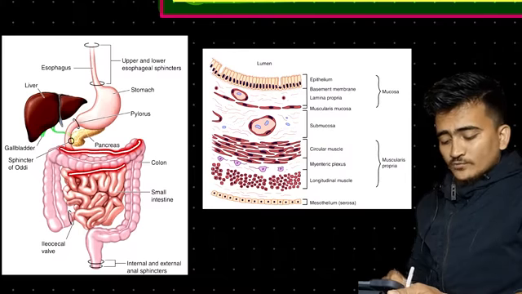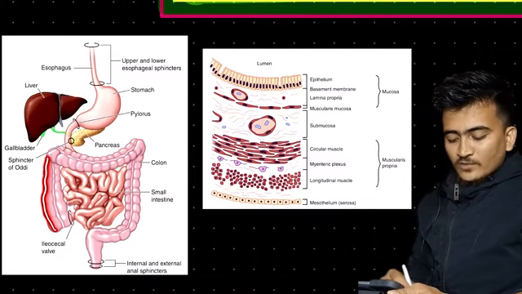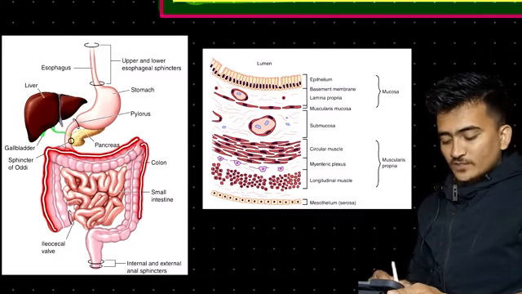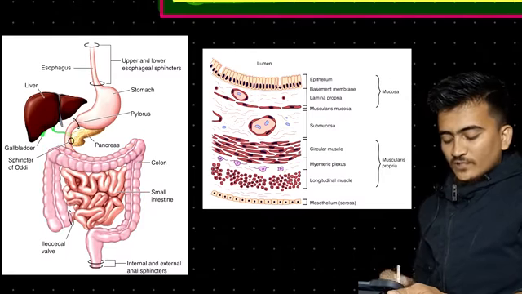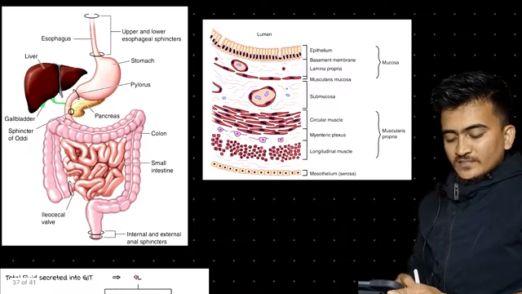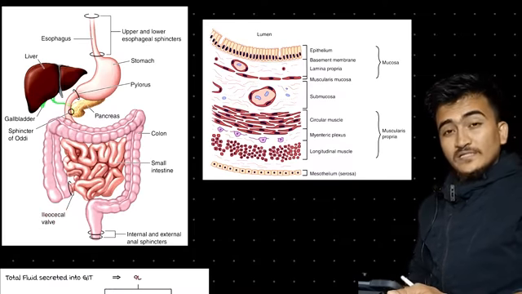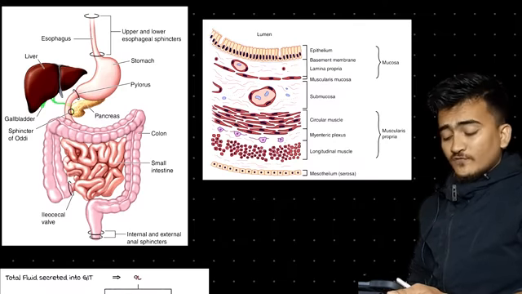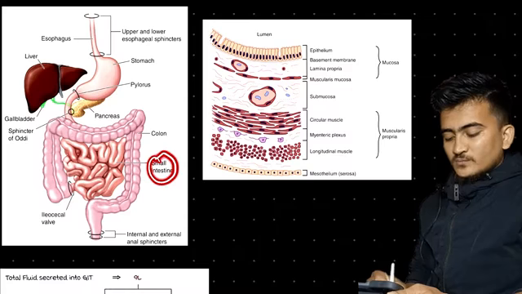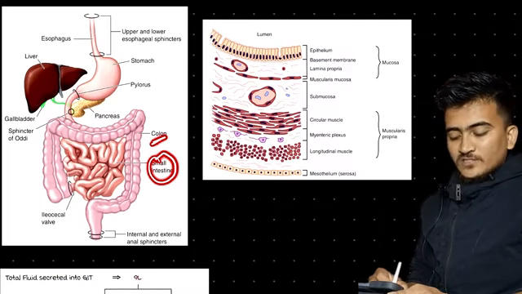And we have the colon. Under the colon we have the ascending colon, transverse colon, descending colon, sigmoid colon, rectum, and lastly the anal canal. You can see the ileocecal valve right here. What is the ileocecal valve? It is the starting point of our large intestine, or we can say the ending point of our small intestine.